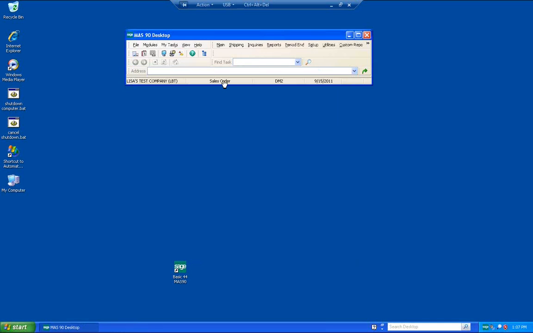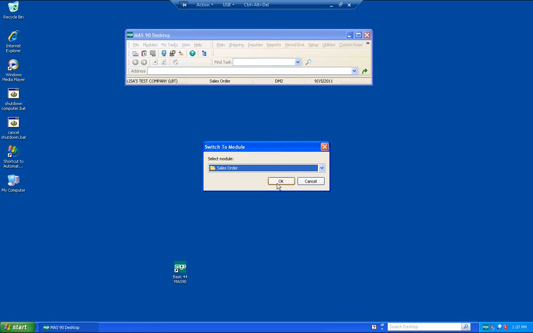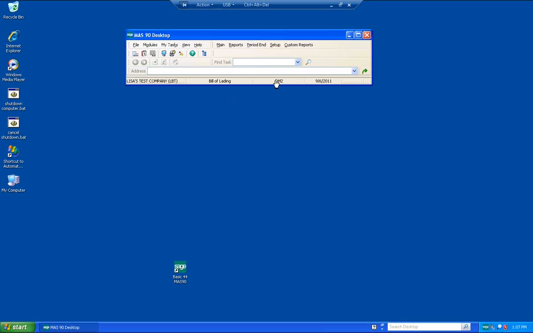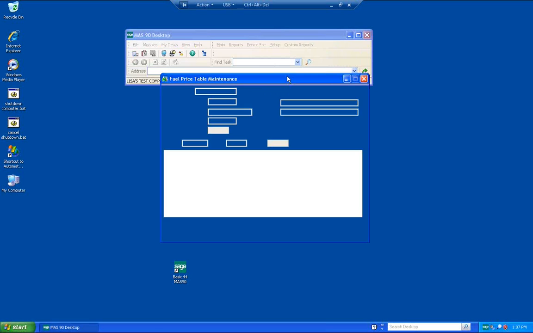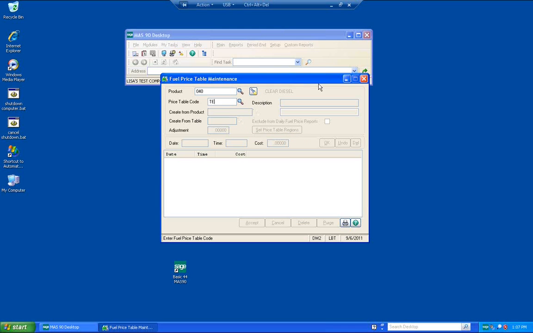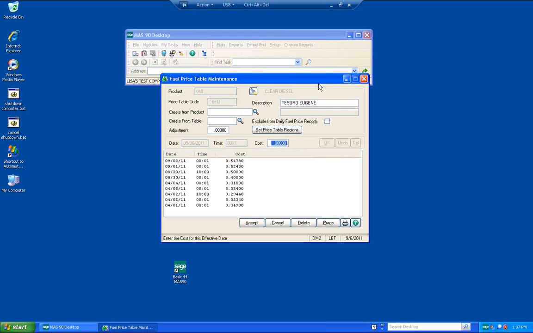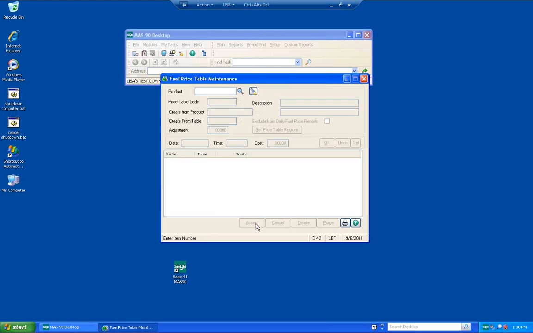Now, at some point between Friday and the time that you get the paperwork back from your driver, the Tesoro cost for September the 6th is entered into the system. When the bill of lading is entered with the correct date and time, the bill of lading is going to pick up this new cost here. And when we go to distribute the order, let's see what happens.